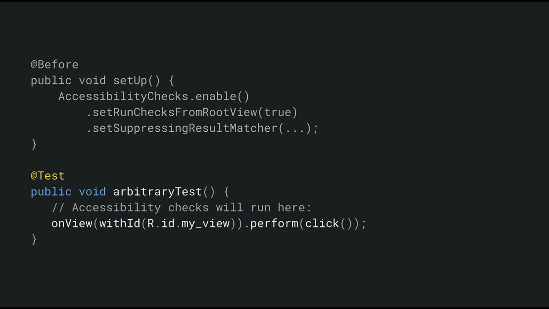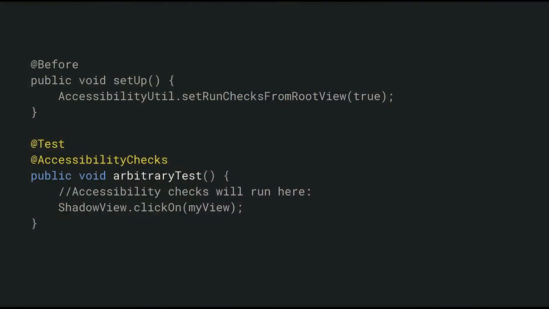It is required that you use a view action from the ViewActions class to perform these tests. In this example, you see the use of click action. Remember, if you interact with the view directly, you bypass the accessibility checks. For Roboelectric, you use the @AccessibilityChecks annotation to enable the tests. Tests will be called on the view when you call ShadowView.click on the view you want to test. And much like Espresso, you can customize your test using Roboelectric's accessibility utils.